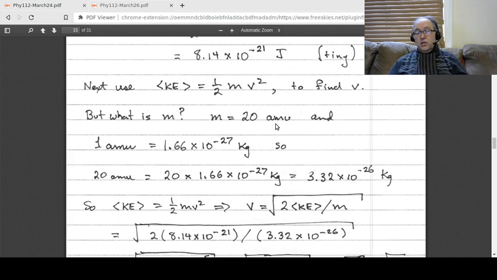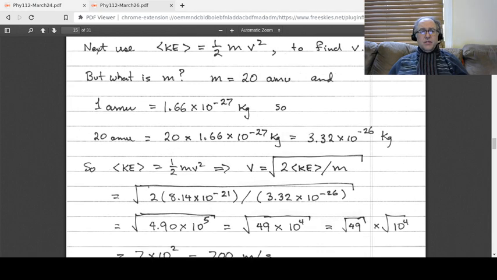And I'm not going to expect you to know these atomic weights. I'll give them to you on a test. And so neon has an atomic weight of 20 AMU. AMU stands for atomic mass unit, and 1 AMU is 1.66 times 10 to the minus 27 kilograms. So if you have 20 AMUs, that's 20 times that number, and it turns out that one neon atom weighs 3.32 times 10 to the minus 26 kilograms.